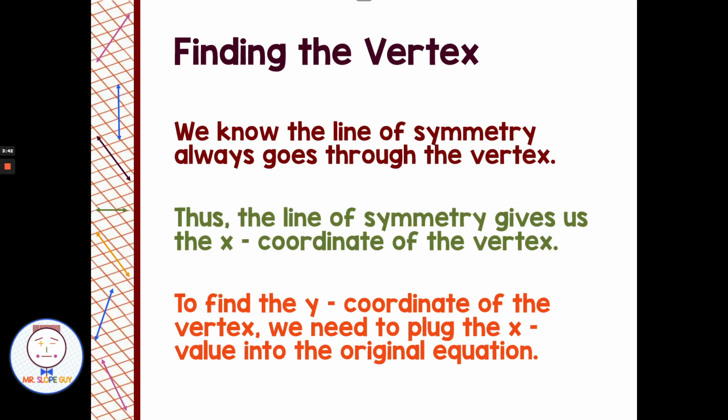We know the line of symmetry always goes through the vertex. Thus, the line of symmetry gives us the x-coordinate of the vertex. To find the y-coordinate of the vertex, we need to plug the x value into the original equation. So once we find the line of symmetry, we can use it to find the vertex.